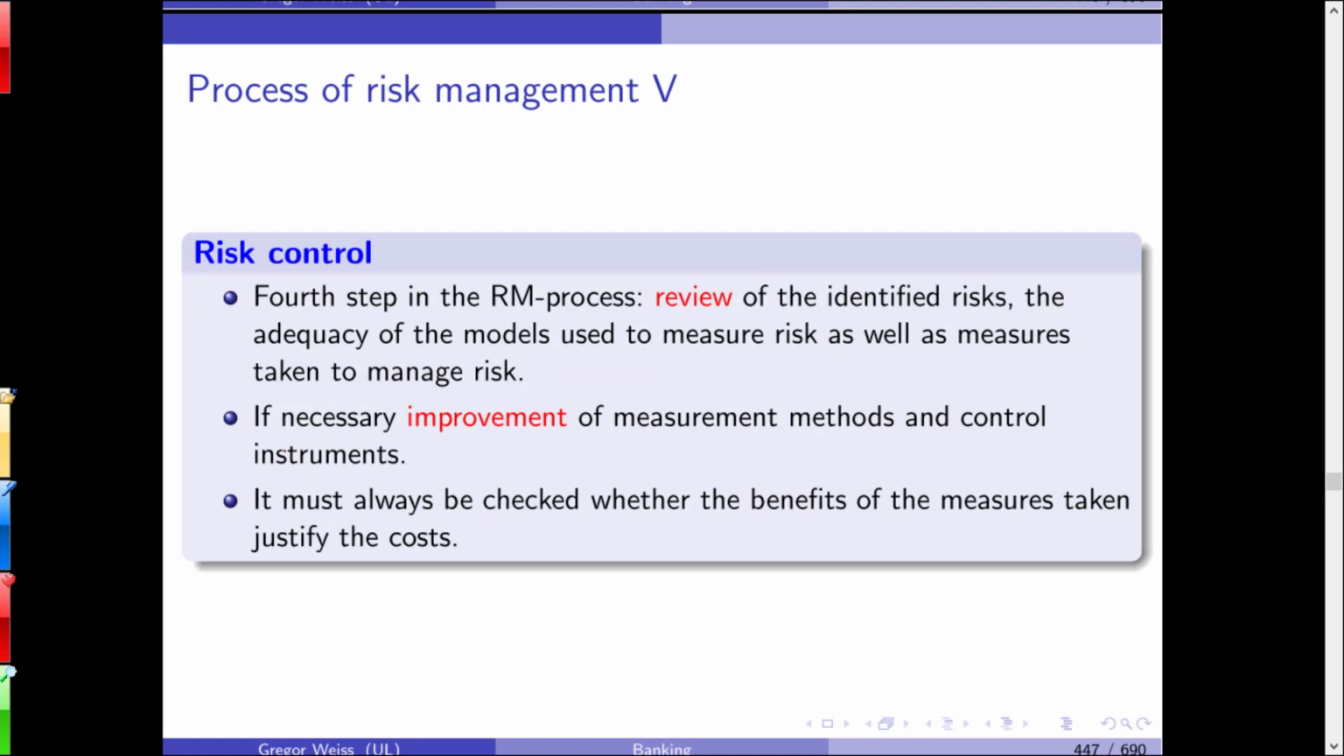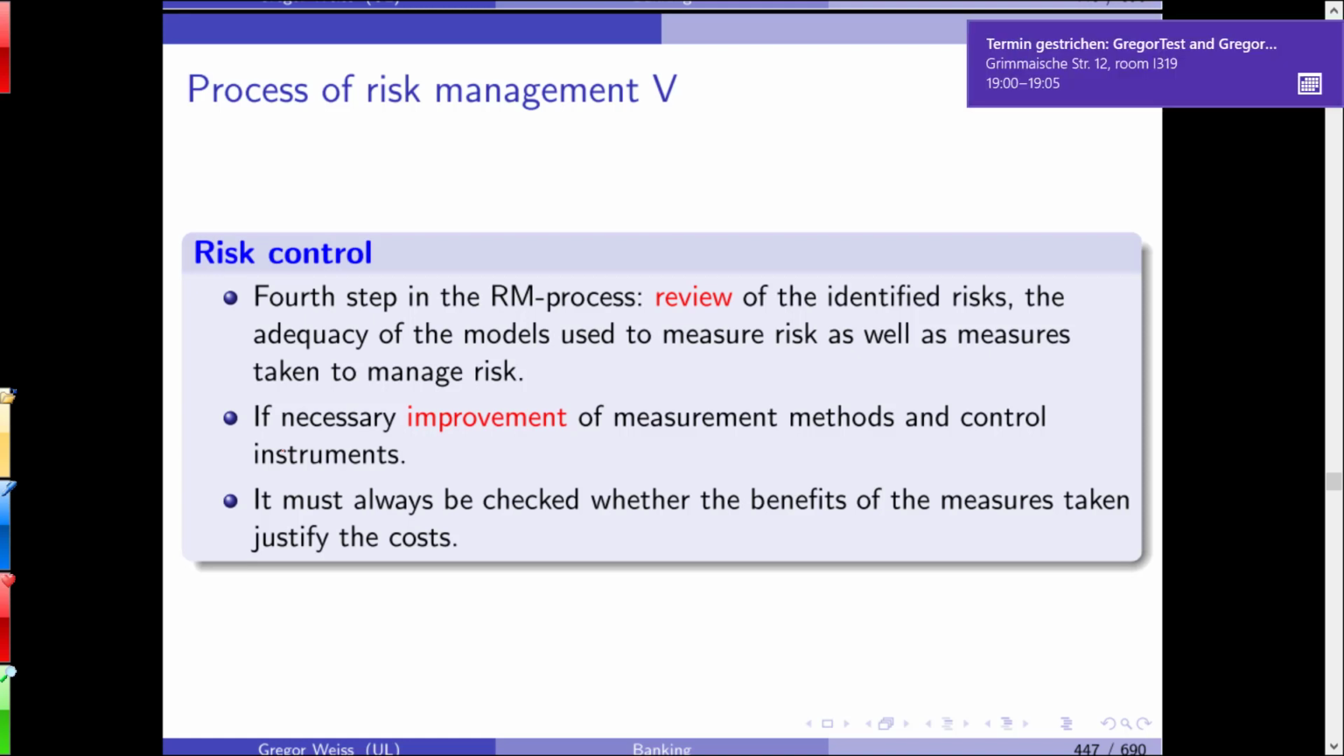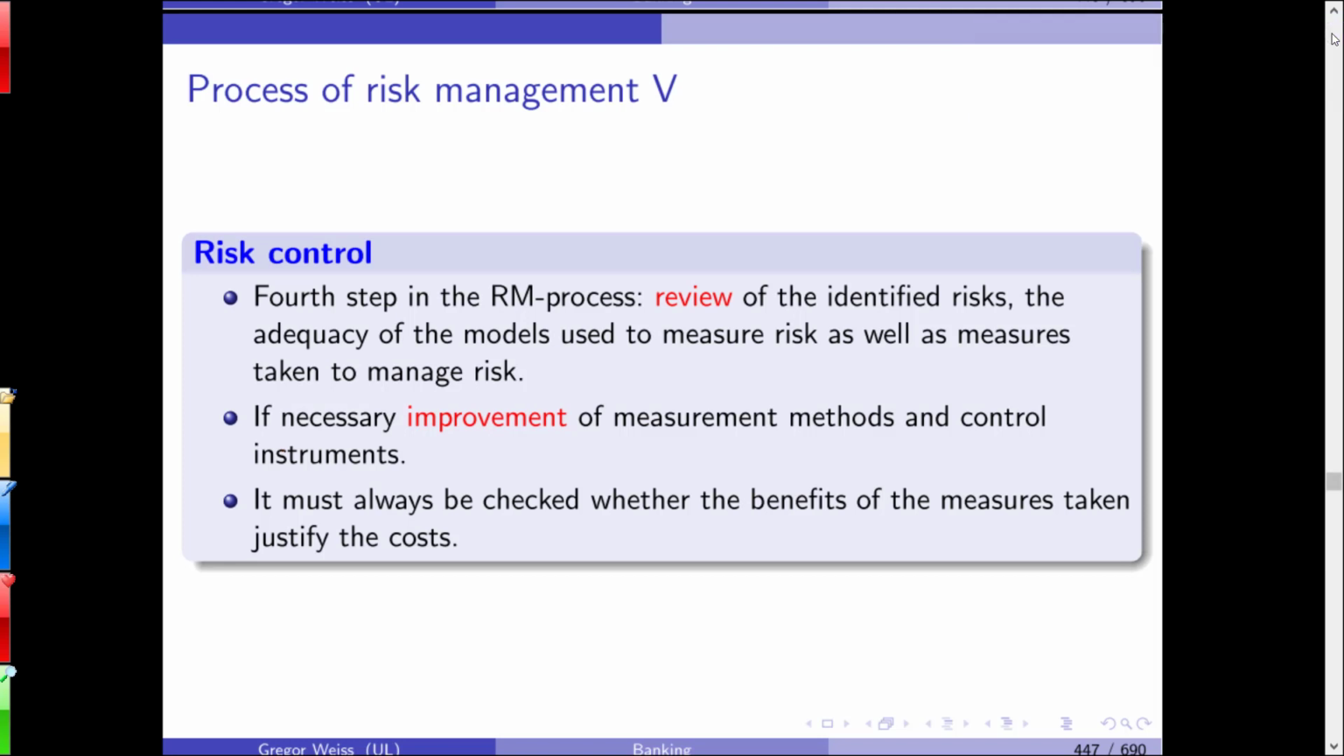Risk control: you have to review the identified risk. Is it really a risk that this beamer could fall down, yes or no? And then you have to assess and review your methods. If you can see that your methods are not appropriate, use other ones. If necessary, improve on them. And it must always be checked whether the benefits of the measures taken justify the costs. Just like with the example of the fire insurance versus fire extinguishers.